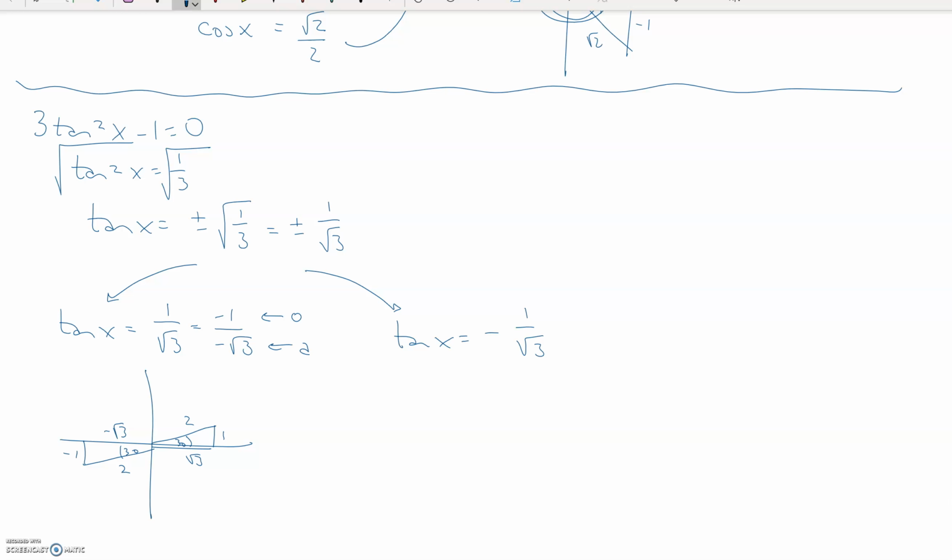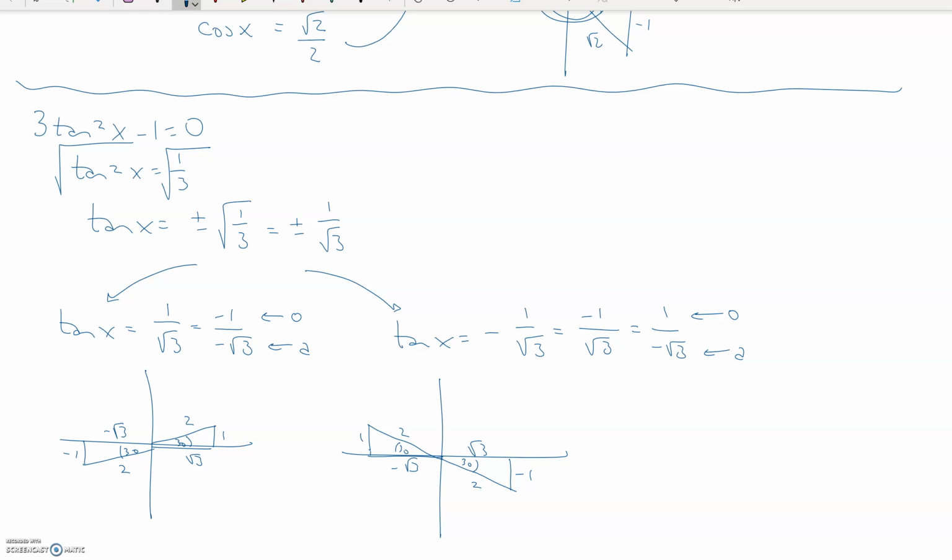Looking over here, tangent x equaling negative 1/rad3, that could be a negative on the top, or it could be a negative on the bottom. Either way, I'm looking for TOA. I'm looking for the opposite and adjacent pairing to go with that. So an opposite of negative 1 with an adjacent of rad3, that happens right here. That's a 1, 2, square root of 3. An opposite of positive 1 with an adjacent of negative rad3, that happens right here. That's a 1, 2, square root of 3. Again, those are little 30-degree angles.